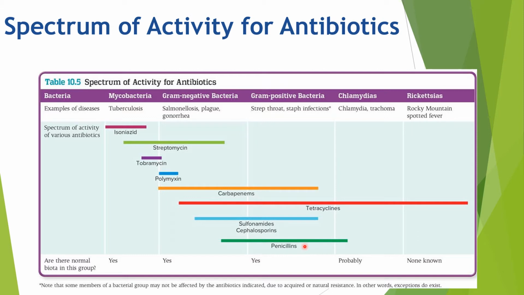considered a narrow-spectrum antibiotic. But what we're going to take a look at later is that in the lab, they were able to take the natural penicillin and modify it to make it more of a broad spectrum antibiotic so that it can target more gram-negative bacteria. But if we're talking about the natural penicillin, then it is a narrow spectrum antibiotic targeting mostly gram-positive coccus bacteria.